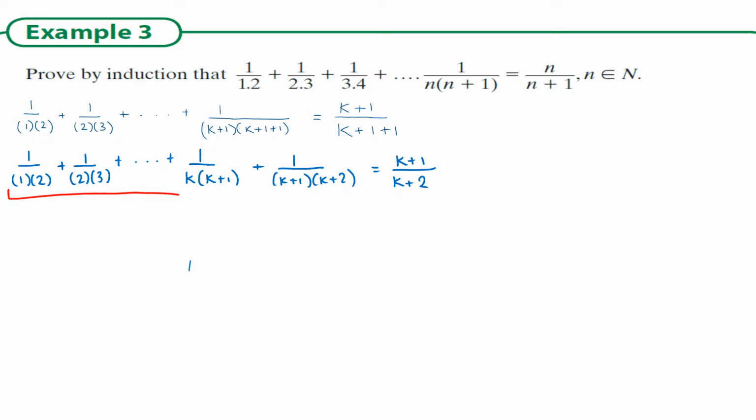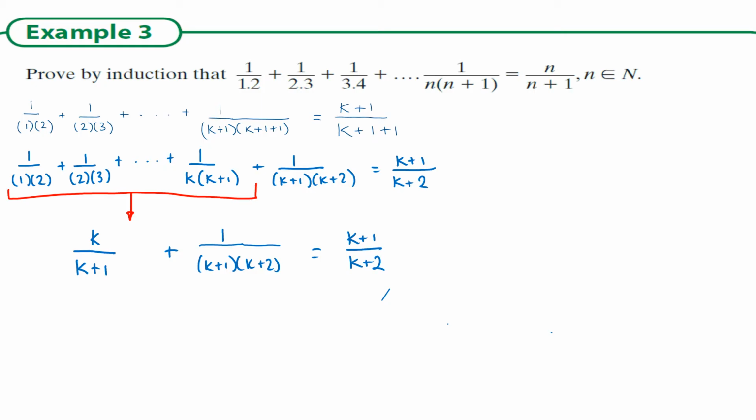Now this piece here we have assumed true from step 2, and we've assumed that it is k over k plus 1. We then have plus 1 over k plus 1, let me tidy this up a bit, k plus 1 times k plus 2, and that will equal, or again we want to prove that it equals, k plus 1 over k plus 2.